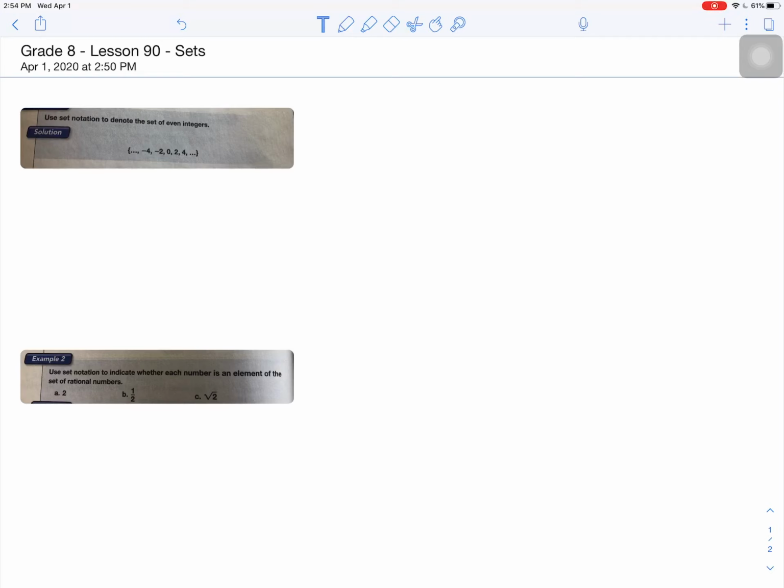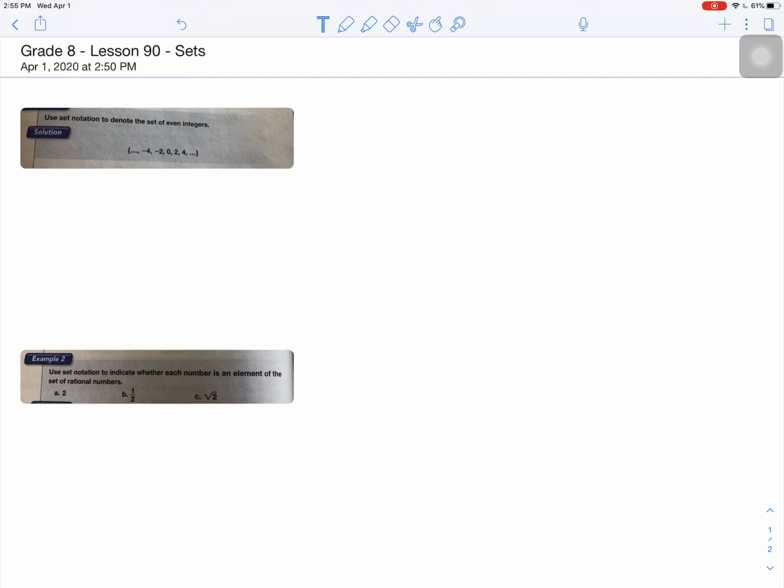So a set is basically a combination of elements. Now elements can also refer to things that are equal. So when we're making sets, we're looking at creating a set of numbers or things that are similar.